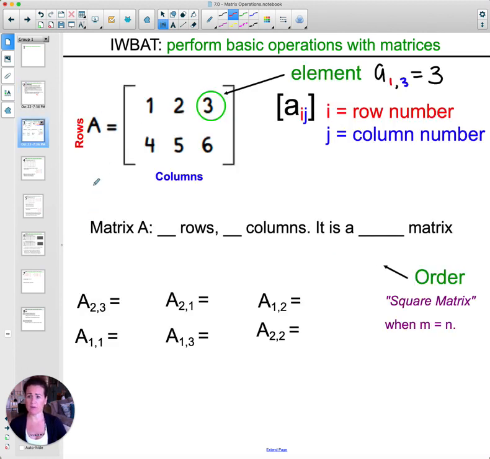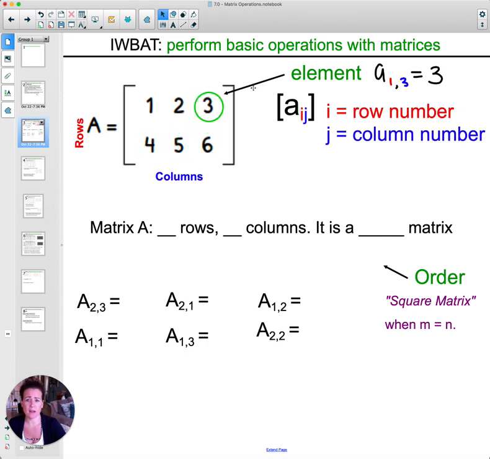So here's an example of a matrix. This is matrix A. Again, the horizontal are the rows. So the top row, row 1, is the elements 1, 2, 3. Row 2 is elements 4, 5, and 6. And then you have columns that are the vertical. So 1 and 4 are in column 1, 2 and 5 are in column 2, 3 and 6 are in column 3. So each of those numbers is an element. Okay, so you've got all these different elements in here.